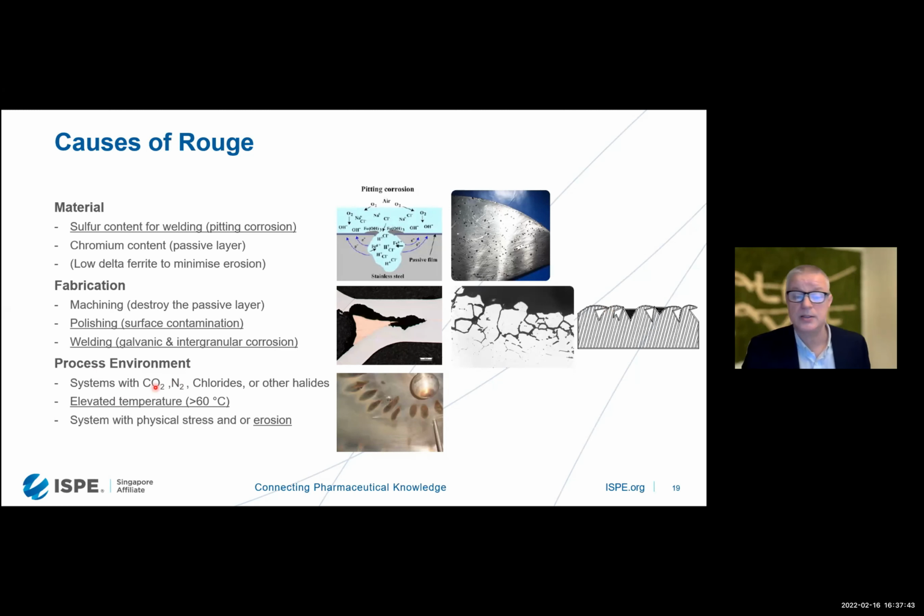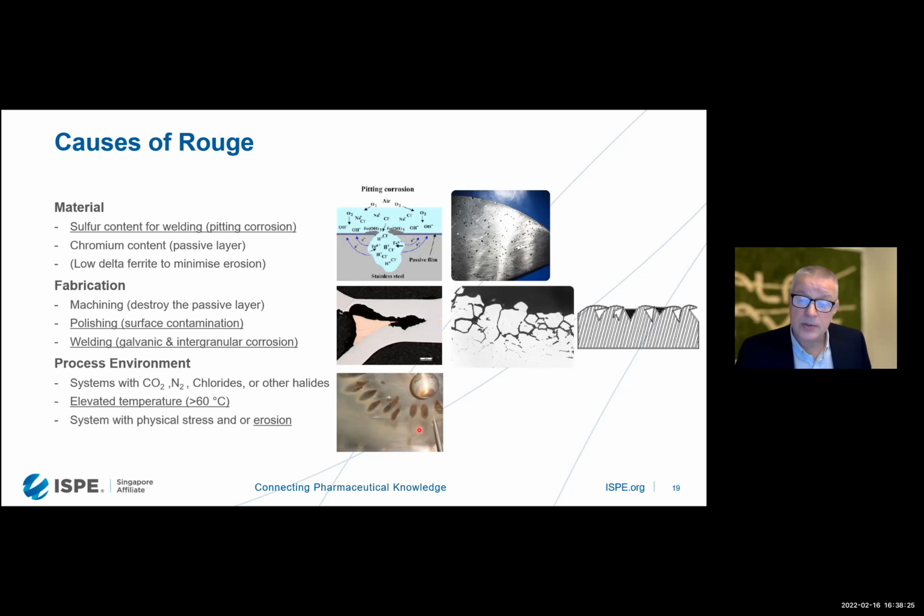But we can also see that the process environment has an effect. We saw carbon dioxide or nitrogen or even chlorides or other halides that will increase it, but luckily we seldom have these in our water system, so it shouldn't be a problem. But another important part is elevated temperature. Rouge is not developed at temperatures below 60 degrees Celsius. But the higher temperature you have in your system, the more you speed up the process of the rouge formation or rouge generation. So it is a recommendation to lower the temperature if possible, and in many cases it is possible, which I will come to in the next slide.